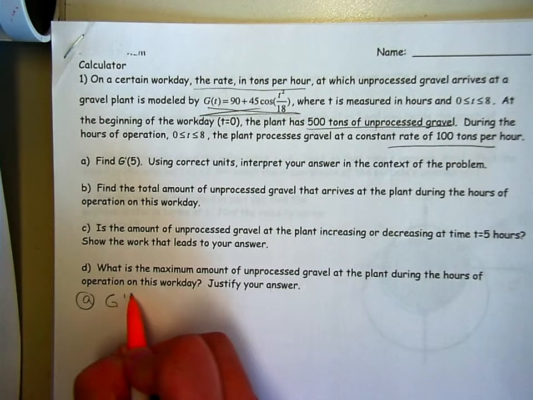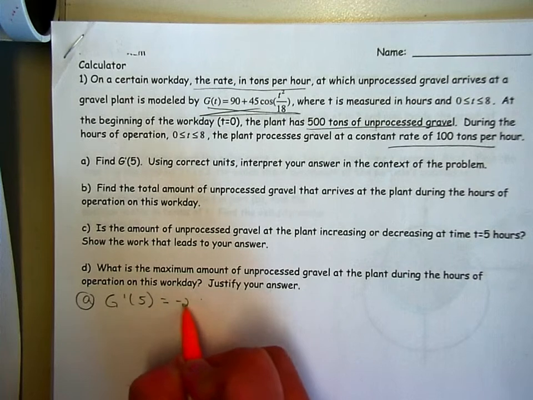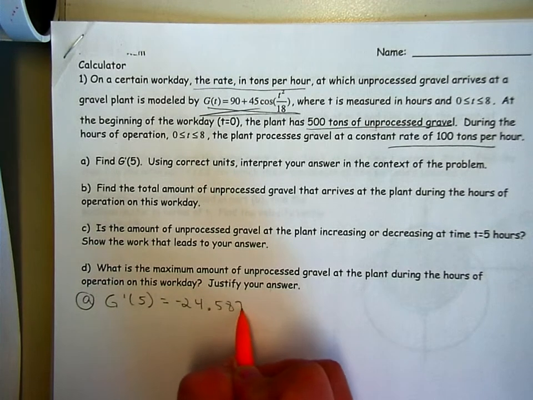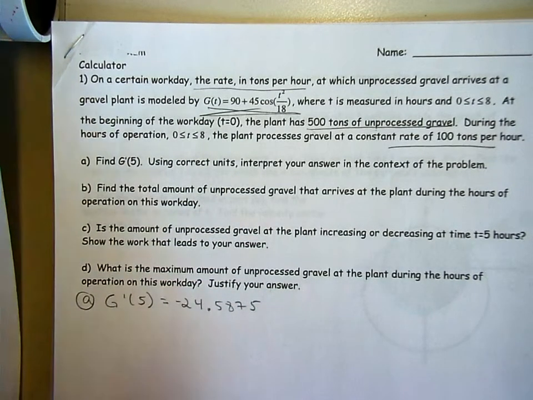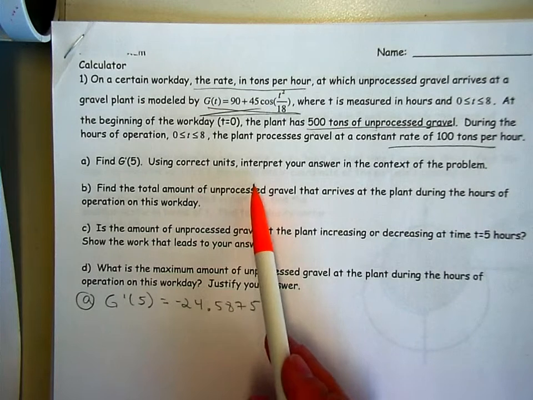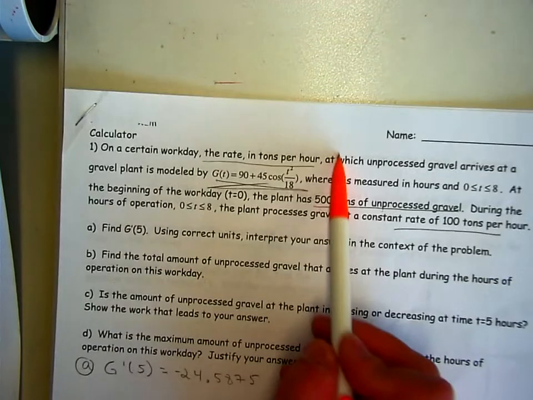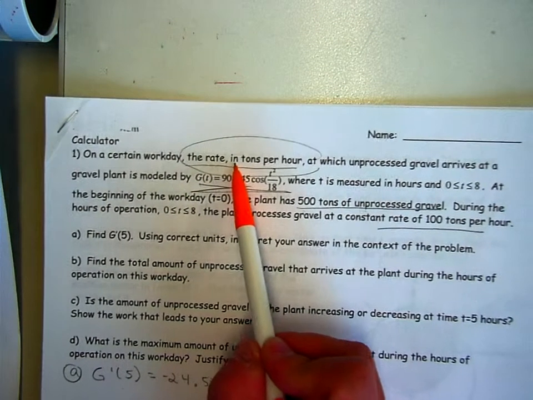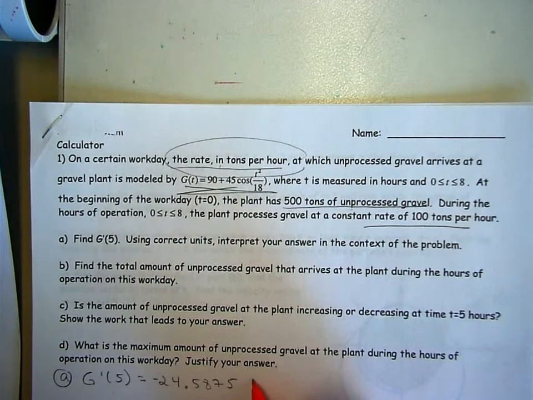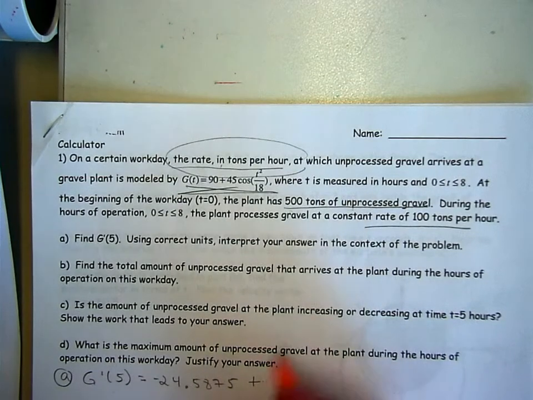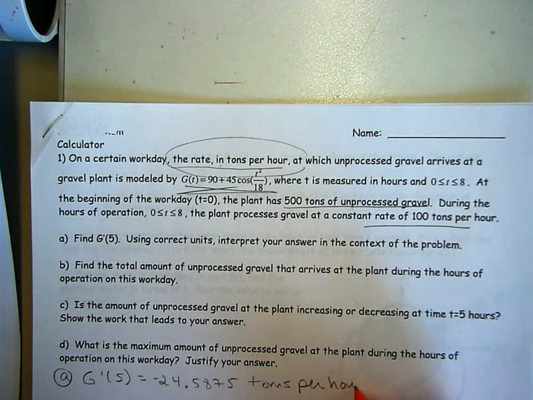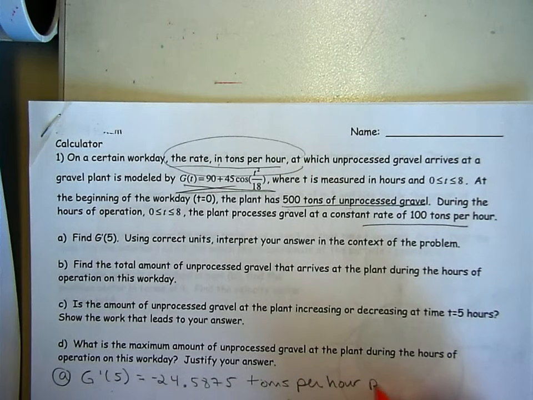use your calculator, have the calculator find the derivative, and this is the value that I get from the calculator, and it asks you using the correct units. Okay, this is the derivative of this equation, so it is the derivative with respect to time, so the units on G of t is tons per hour, but since you are taking the derivative of that, it should be per hour again. So the units are tons per hour per hour.